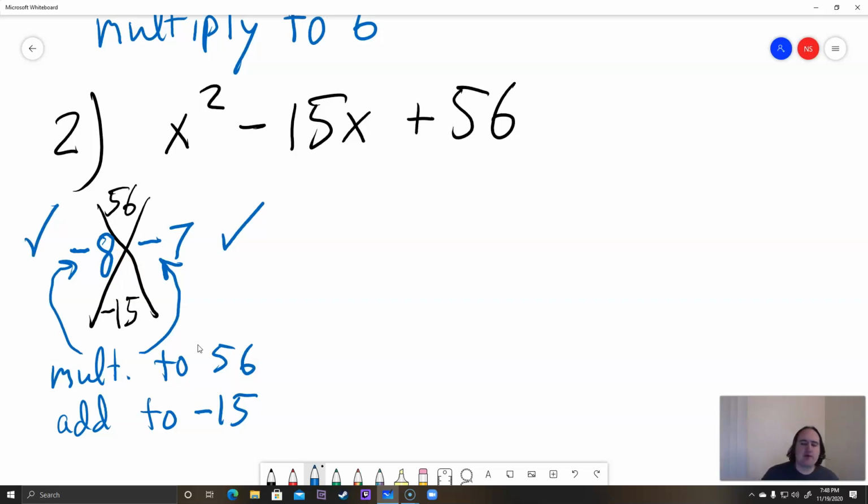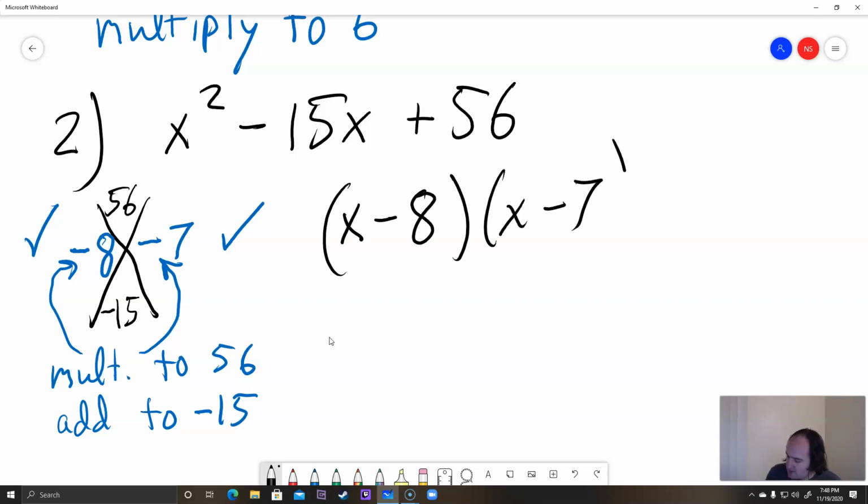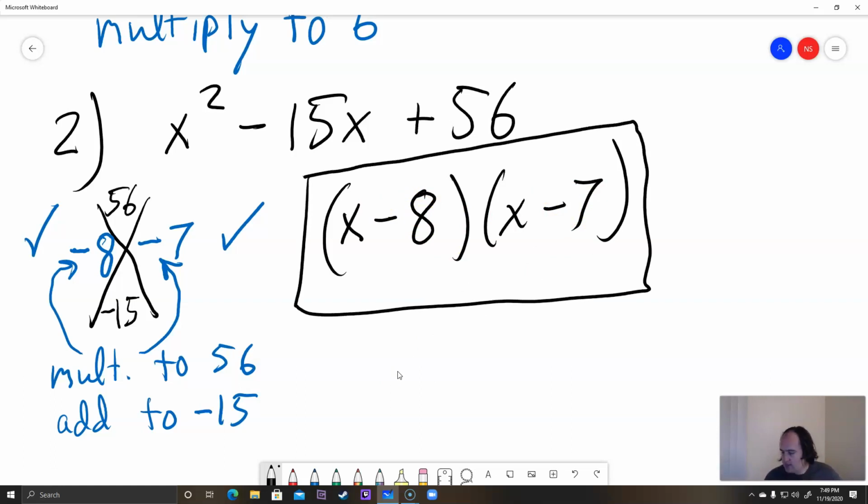Okay? But both of these numbers are negative. So that means the way this is going to factor is it's going to factor as x minus 8 times x minus 7. So it's always of the form x, and then you write the first number that you got, times x, and then you write the second number you got. But here both of them are negative, so we've got a negative 8 there and a negative 7 there. So the negatives make it a little bit trickier, but hopefully not too bad.